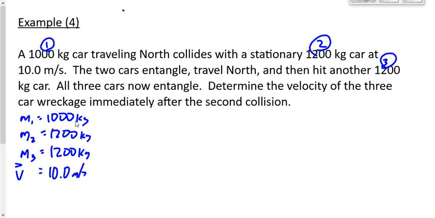Is it V1I or V1F? Good, V1I. What would V2I be? Yeah, that second car is initially at rest. What about V3I? It actually doesn't specify here. I should have said that was a third stationary car. What would V3I be? 0, good.